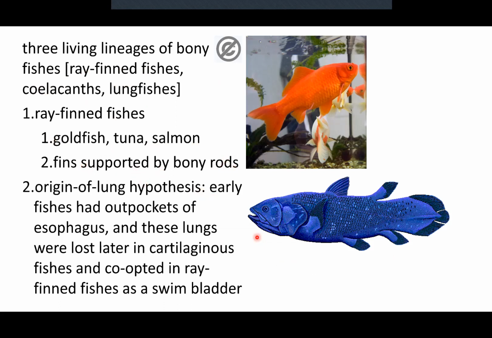The importance of learning about fishes is the origin of lung hypothesis, stating that early fishes had an out pocket of the esophagus, so essentially forming kind of an early lung, which was lost later in evolutionary history within the cartilaginous fishes, and then still today used in ray-finned fishes as the swim bladder to help be buoyant and remain upright in the water.